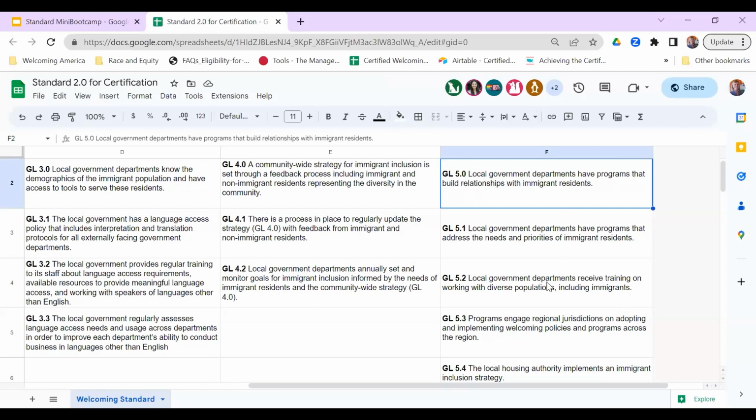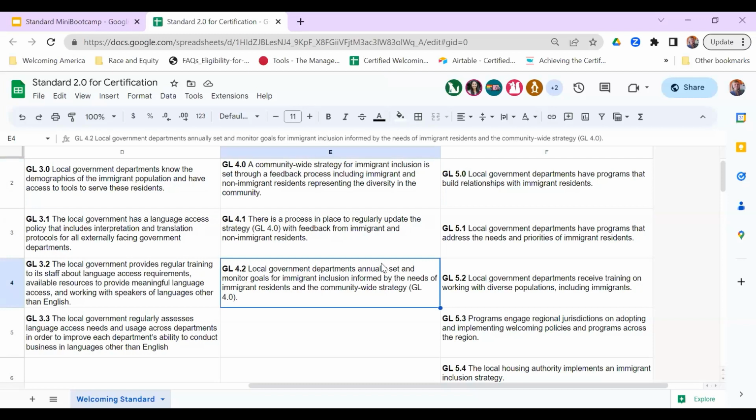Addressing needs and priorities. Local government departments have programs that address the needs and priorities of immigrant residents. So addressing the needs and priorities will come out of these aspects from 5.0, of having these programs that are building relationships, and also from your community-wide plan, that there is this opportunity to be gathering feedback from community members, and then that the local government is able to use that.